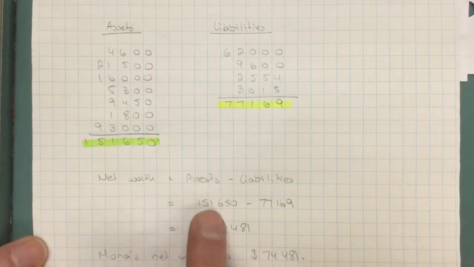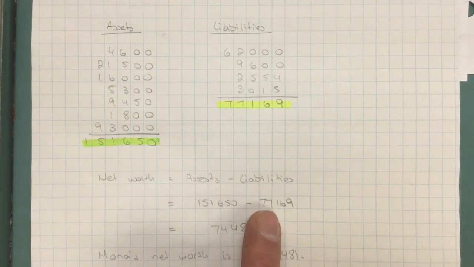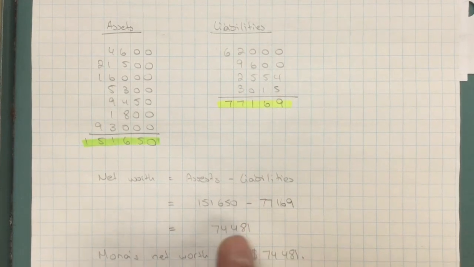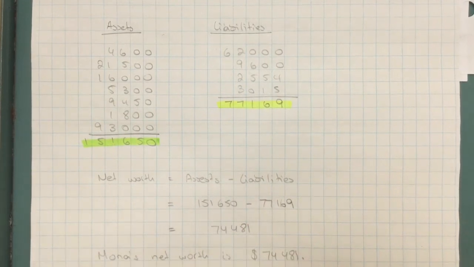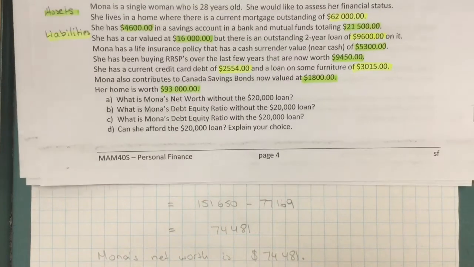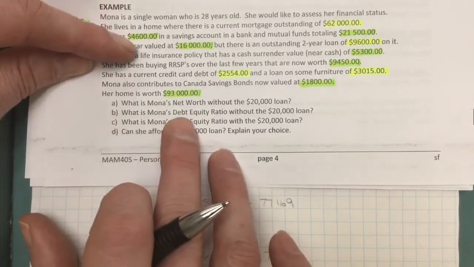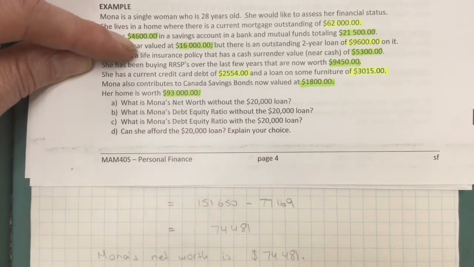So total assets are $151,650 minus liabilities, minus $77,169, which should give you a total of $74,481, or a difference. And so her net worth is $74,481. Now the next part of the question, question B, says, what is the debt equity ratio without that $20,000 loan?